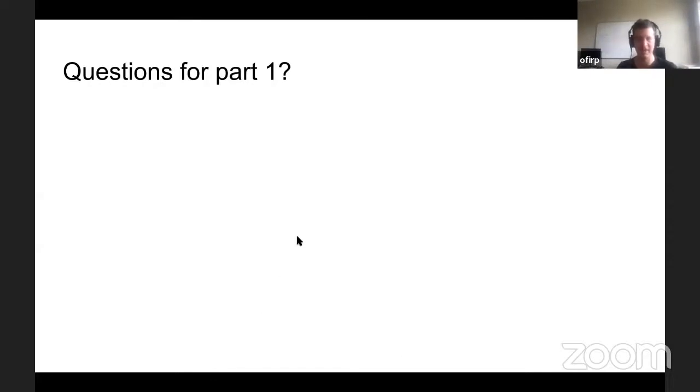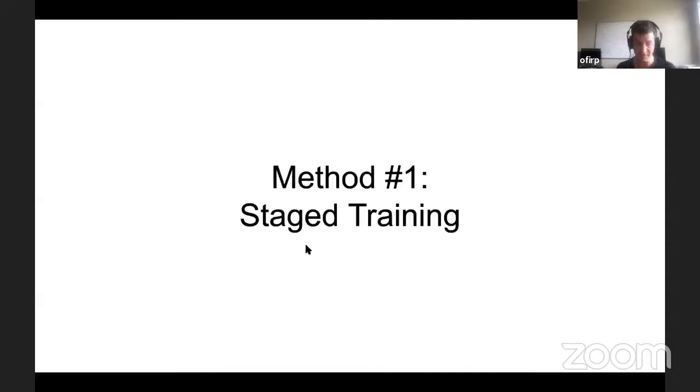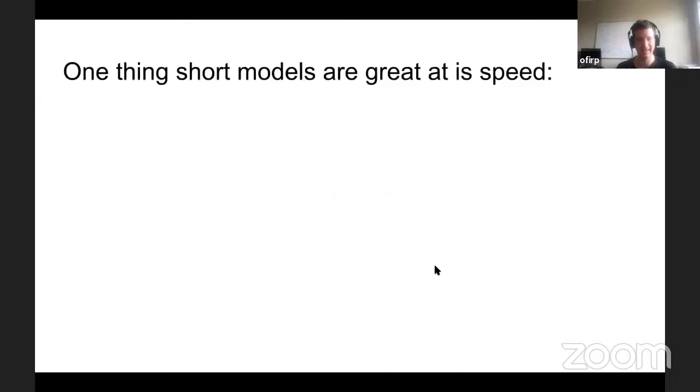So now we're going to talk about two methods that improve training. I think both of them improve the speed of the models, and they both lead to better performance, and both of them keep with the theme of this entire paper, which is that longer isn't always better. I'm first going to talk about this stage training method.